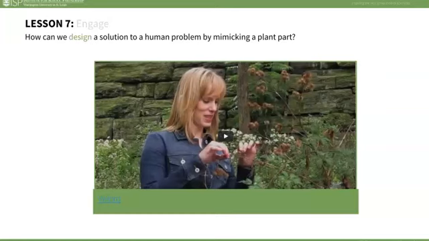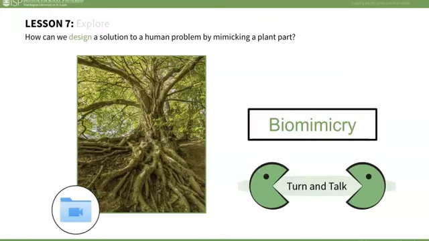Show students the following video, which explains where the idea of Velcro came from and how the inventor was inspired by nature. In the Explore portion of this lesson, tell the students, now that we know what biomimicry is and we have seen an example of it with Velcro, you are going to have a chance to make your own design inspired by nature. Ask students to turn and talk to describe the function of roots.